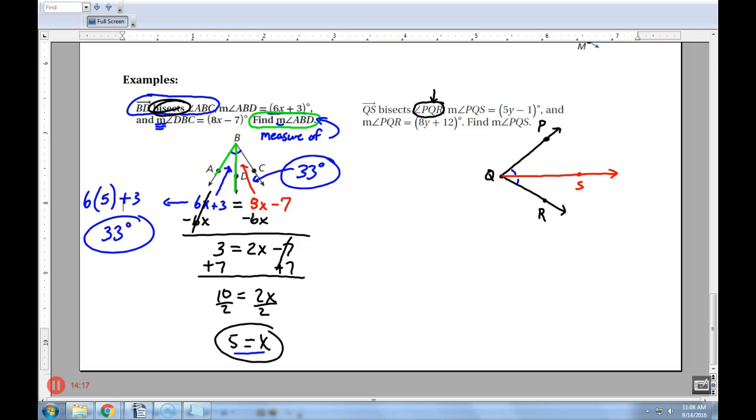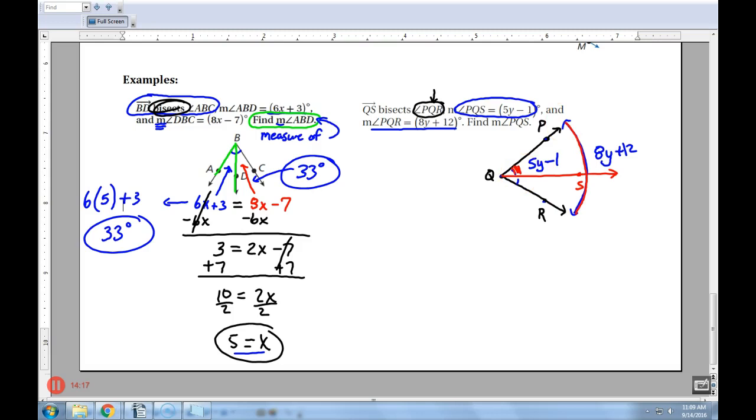And now we need to label the picture. PQS, the top angle, is 5y minus 1. That's what this information told me. And then PQR, this one's a little bit tricky. PQR is the whole angle. It goes from P to Q down to R. So the whole thing here is 8y plus 12. Now, a common mistake would be to set up an equation right now, 5y minus 1 equals 8y plus 12, but that wouldn't be true, because you'd be saying that this top angle, 5y minus 1, equals the whole thing, and that would be wrong.